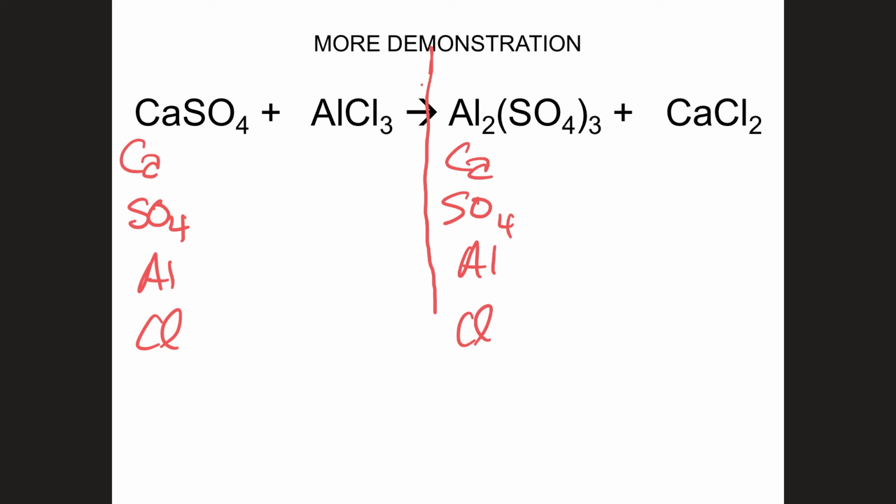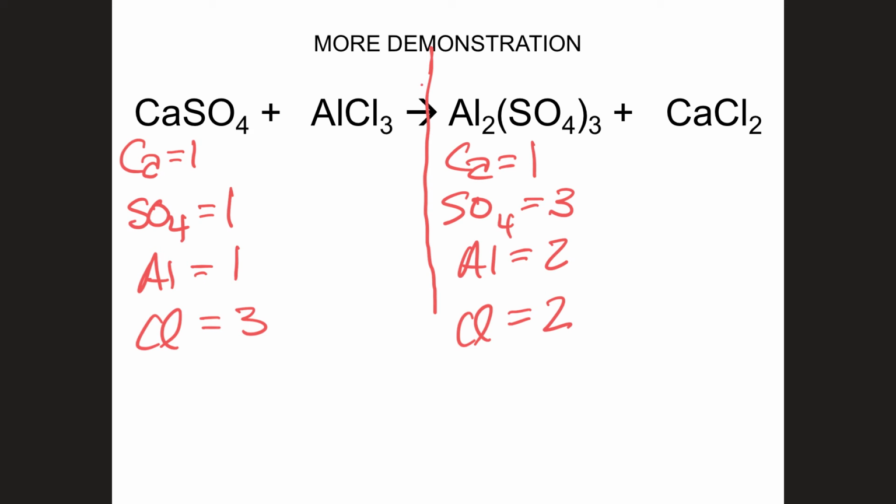All right, so now what we're going to do is just do our atom count again. So we have 1, we have 1, we have 1, and we have 3. Here we have 1, we have 3, we have 2, and we have 2. So we have a bunch of things that we're going to have to balance, all right? Now, there's no rhyme or reason of what you have to start first. You can say, well, let's start with the SO4s, and that would be fine. Or you could say, let's start with the chlorines, and that would be fine too. Whatever you want to do.